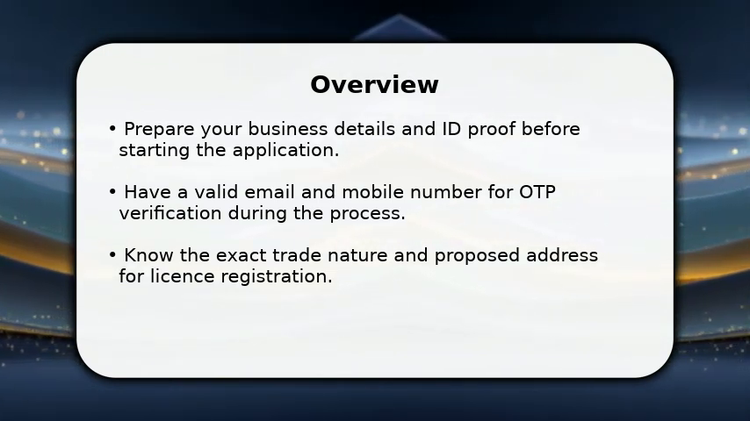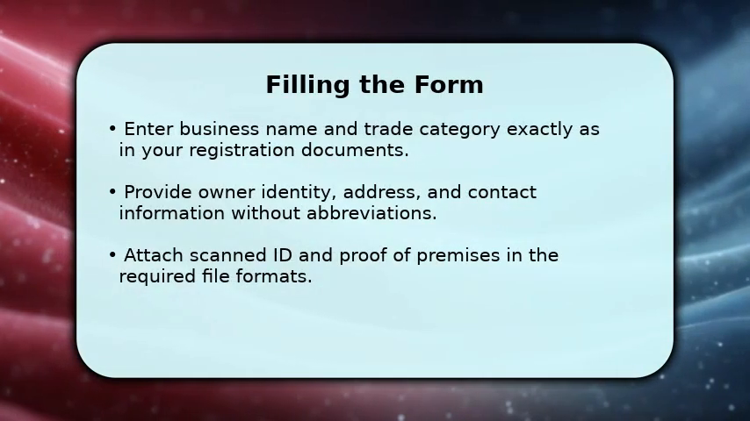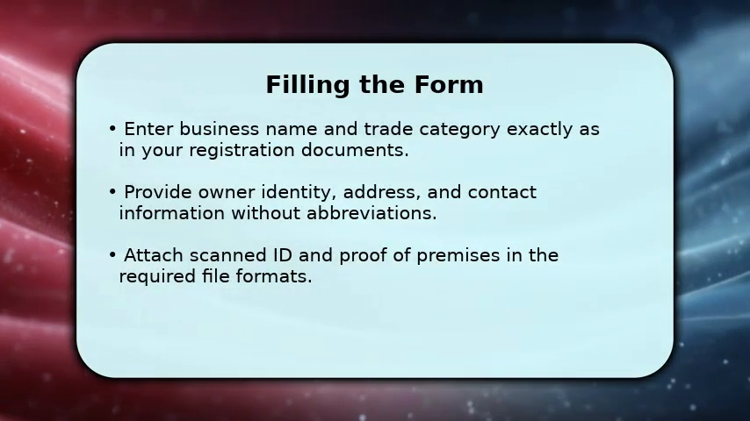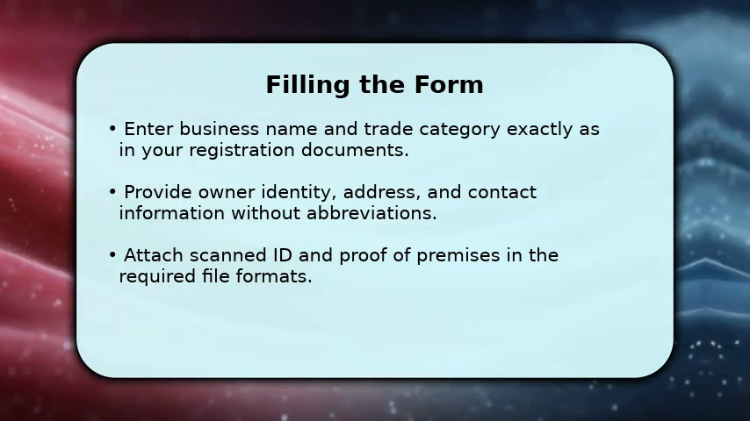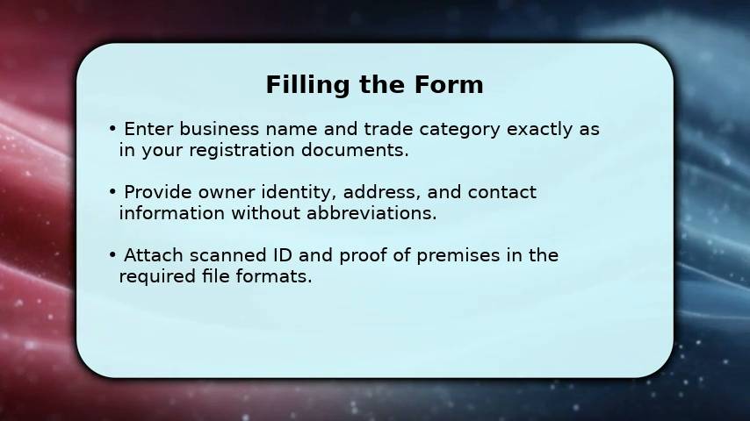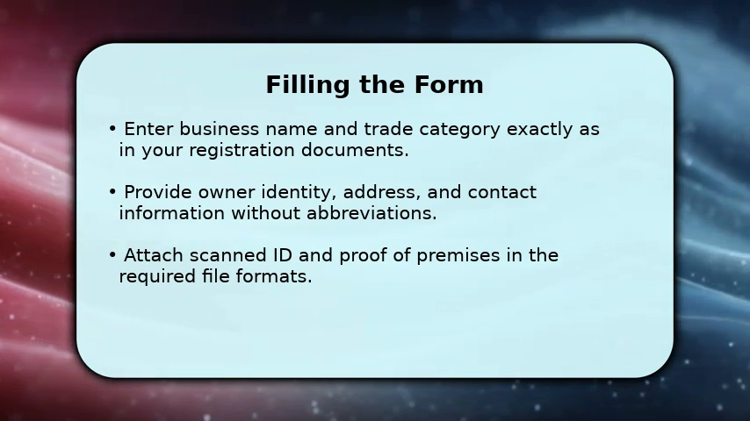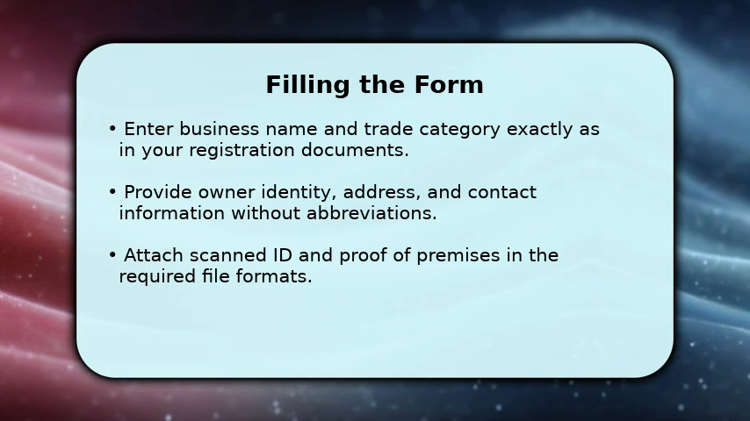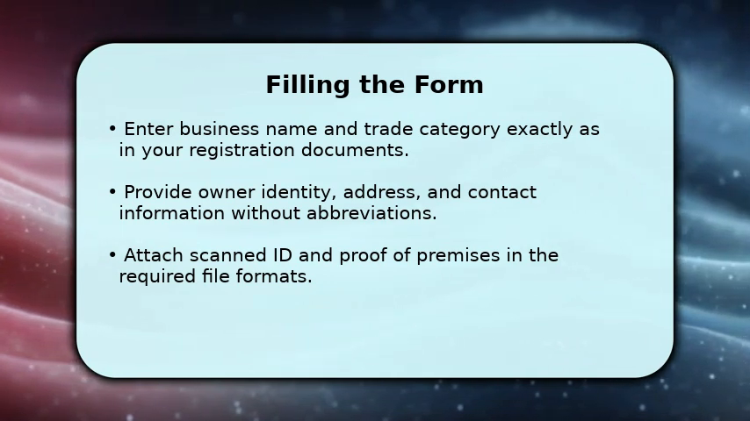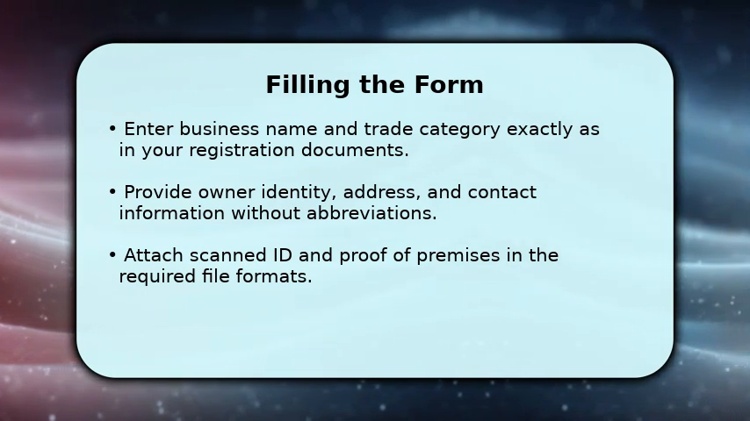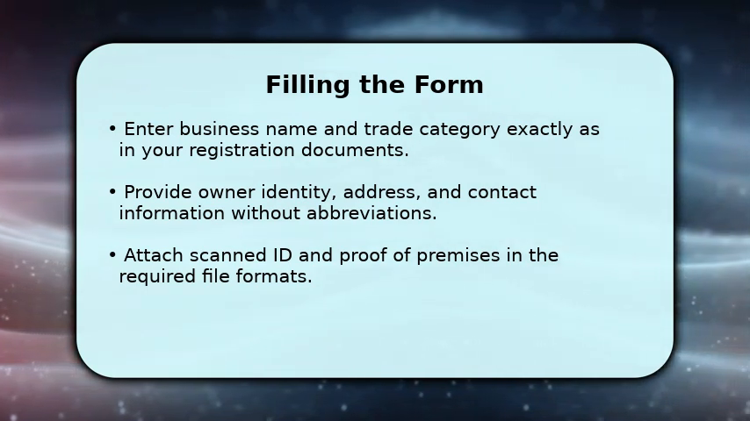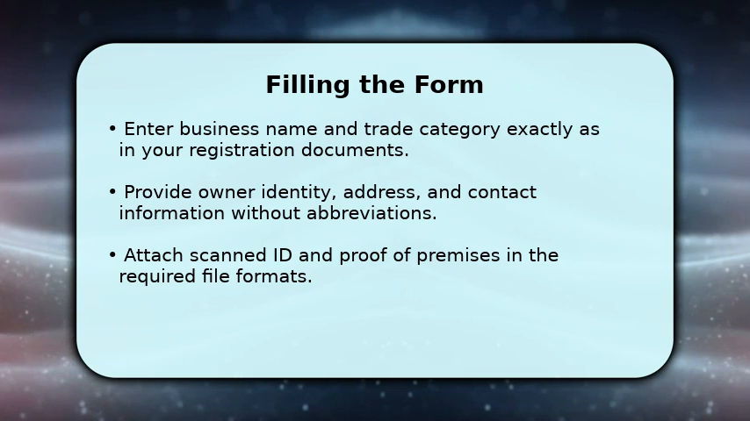accurately to avoid rejections. Open the trade license application form and carefully fill each field with accurate business and owner details to prevent delays. Upload scanned copies of identity proof, address proof, and premises documents in the specified formats and sizes. Double-check trade category, proposed operational hours, and fee calculation before proceeding to payment to ensure a smooth submission experience.